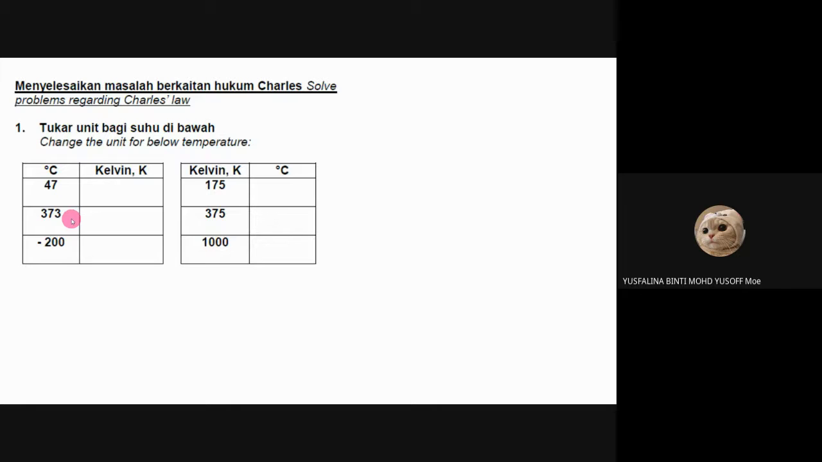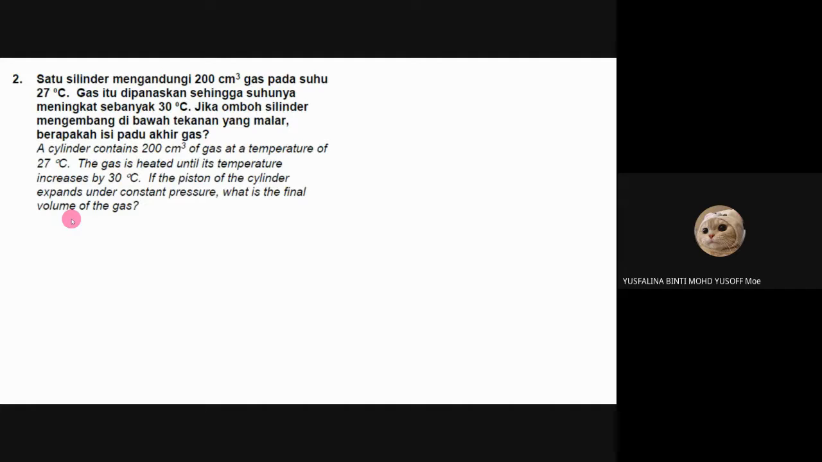Okay, so I check first for degrees Celsius to Kelvin. 73 Kelvin. Okay, very good. And then for Kelvin to degrees Celsius, negative 98, 100, 727, and 102. Okay, very good. Right, so you already know how to change from degrees Celsius to Kelvin and Kelvin to degrees Celsius. Okay, how about this one?